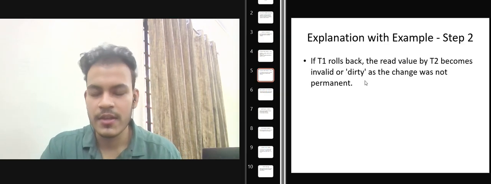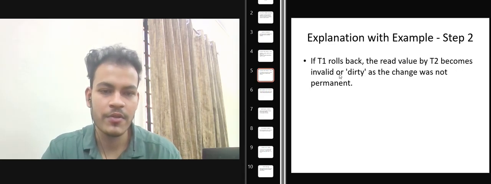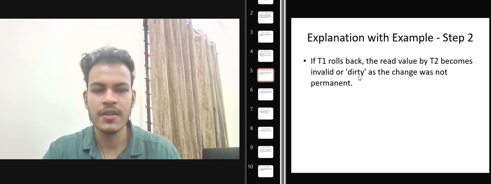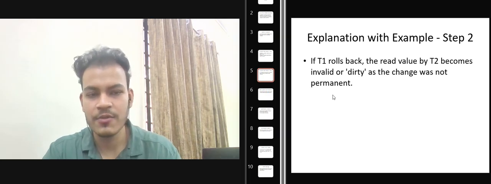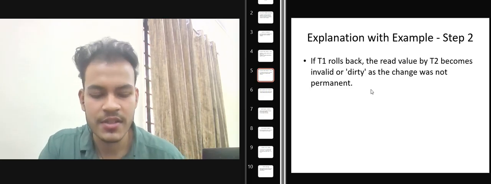Now, if T1 rolls back, like I said, the read value becomes invalid, or we can say dirty. That's why its name is dirty read. Hence, the change was not permanent, and we have read the incorrect value in transaction T2.